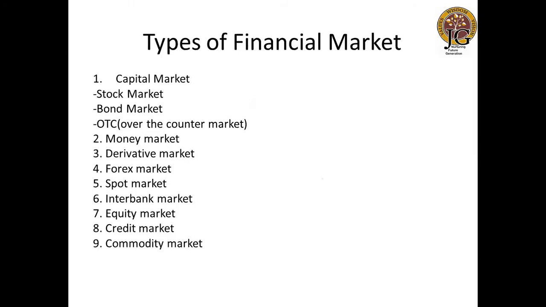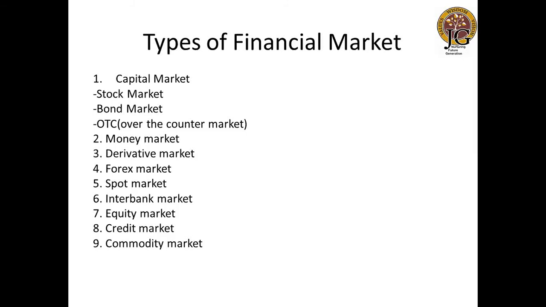Very important topic, types of financial market. Over here in our syllabus, we have 9 types of financial market. The first is capital market. This capital market is divided into 3 parts: stock market, bond market, OTC, that is over-the-counter market. Then we have money market, derivative market, Forex market, spot market, interbank market, equity market, credit market, commodity market.